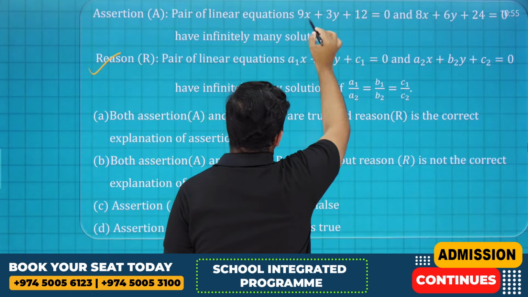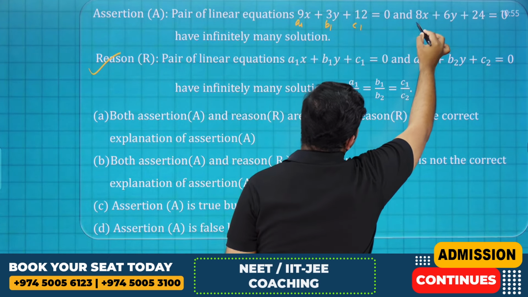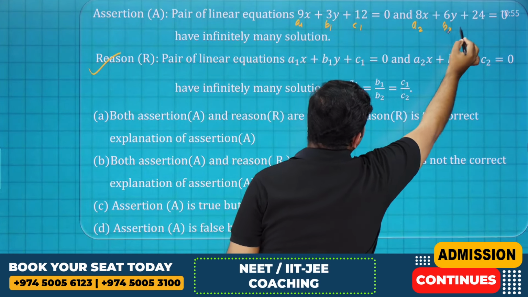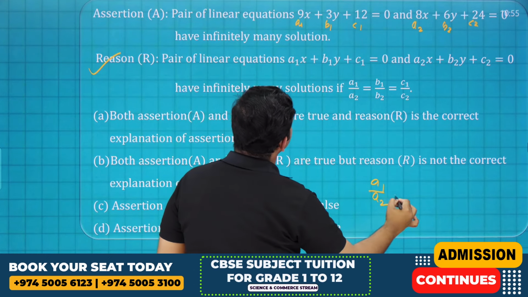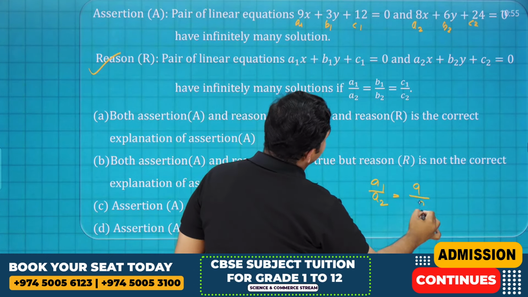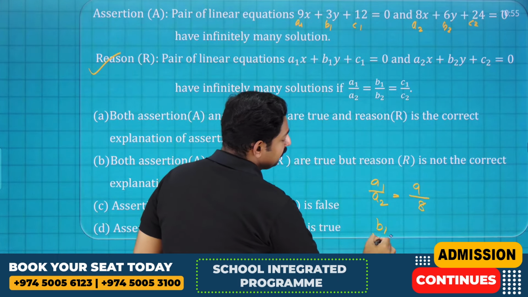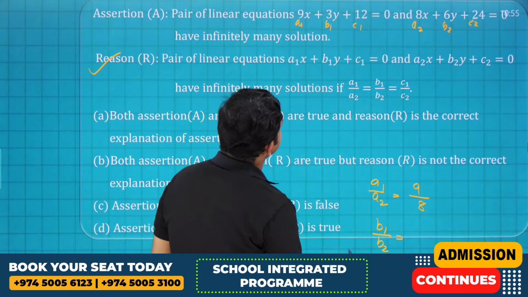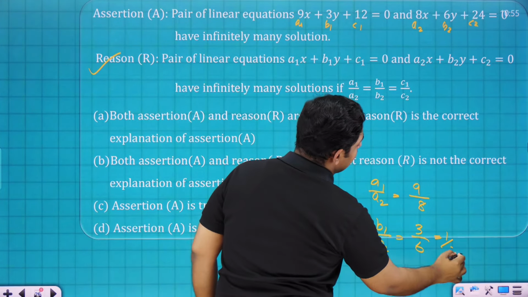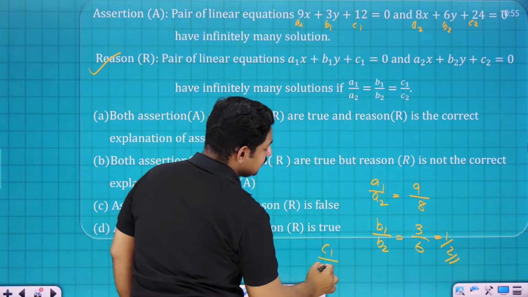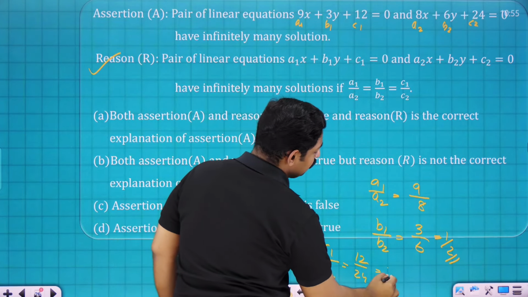So when you see these two equations, this is a1, this is b1, this is c1, and these values are a2, b2 and c2. So we can check a1 by a2. A1 by a2 means you will be getting 9 by 8. Then we can check b1 by b2. What is b1 by b2? 3 by 6. When you cancel, you will be getting 1 by 2 here. And what is c1 by c2? C1 by c2 is equal to 12 by 24, which is equal to 1 by 2.